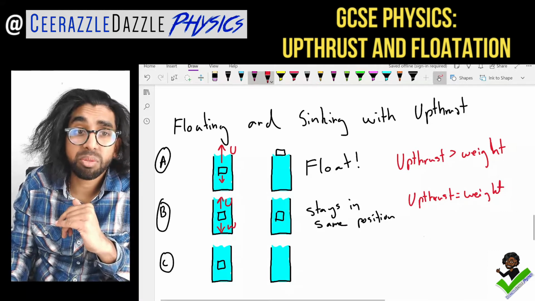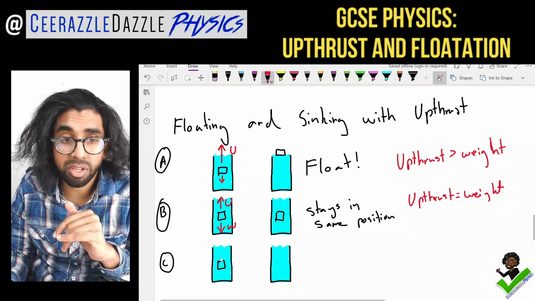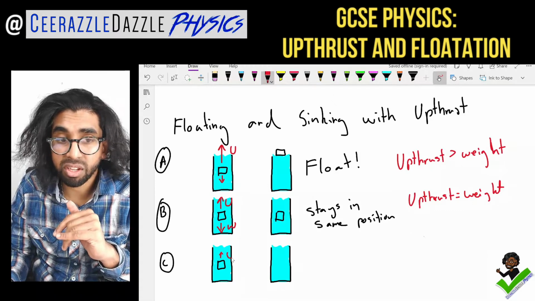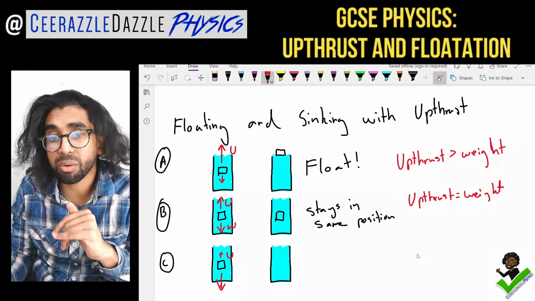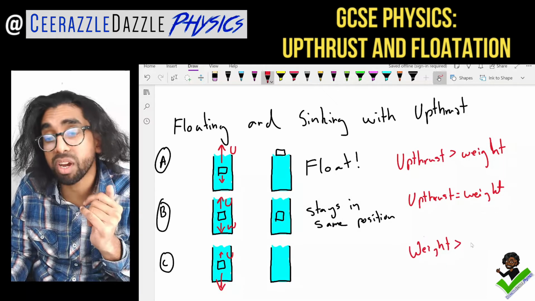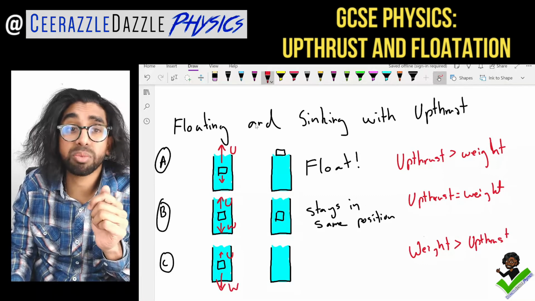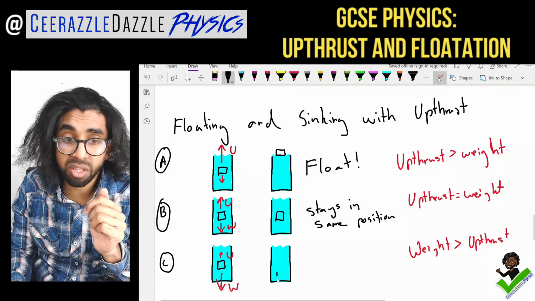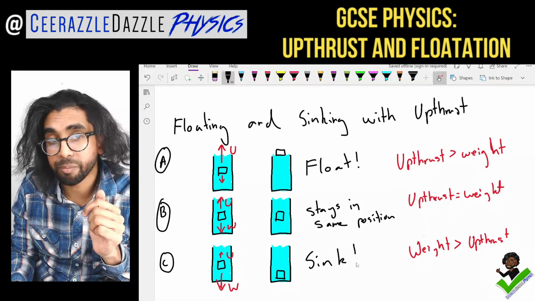And last of all, guys, well, you can guess what I'm going to explain now. Let's say, for example, the upthrust is quite small. Look, it's a smaller arrow, but the weight is quite large right now. So the weight is greater than the upthrust. Therefore, if the weight is greater than the upthrust, guys, what's the object going to do? It's going to sink to the bottom. So there we go, this one will sink over here.